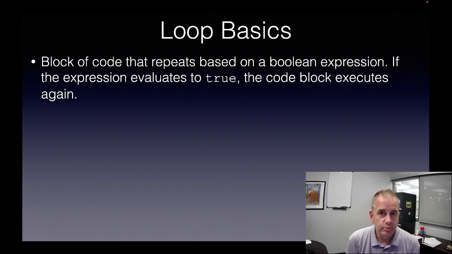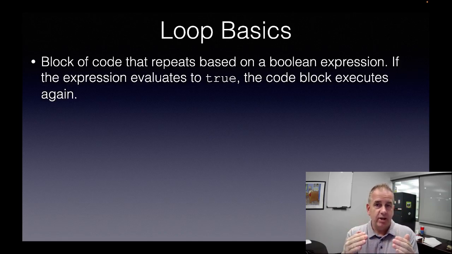Simply put, a loop is a block of code that's going to execute repetitively based on a Boolean expression. And hopefully you remember that a Boolean expression is something that evaluates to true or false. For example, the person is over the age of 18. That's either true or false, right? That's a Boolean expression. If the expression evaluates to true, then our loop is going to execute again. And if and when the Boolean expression comes back as false, the loop's going to stop. We're not going to execute that code again. We're just going to keep going on with the rest of our program.